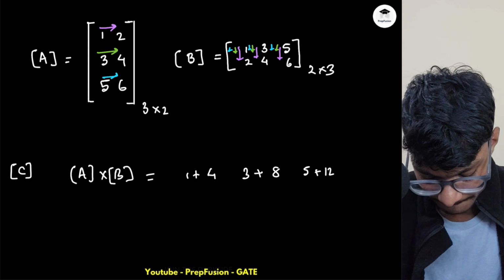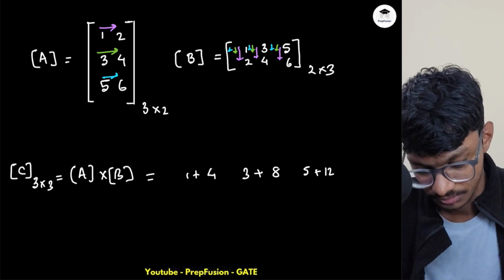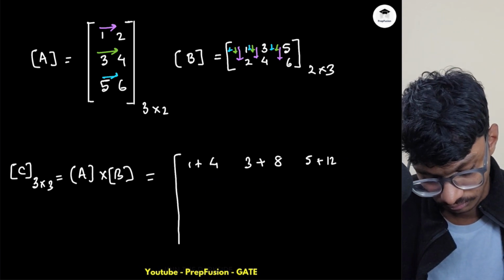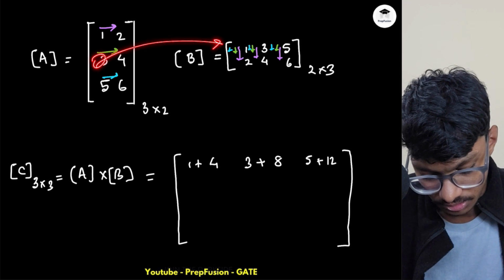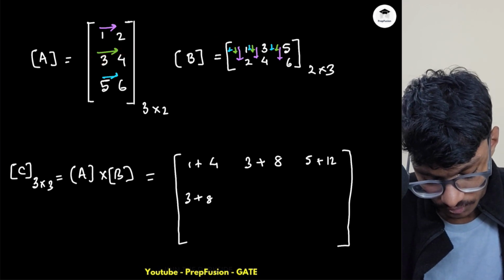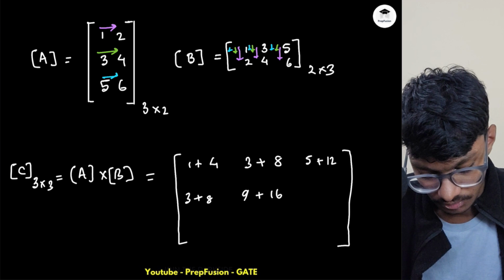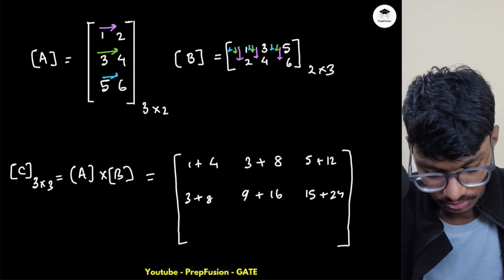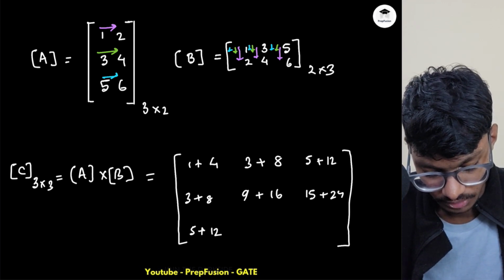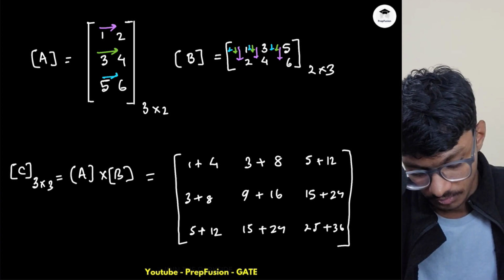So C will be 3 cross 3. So 1 plus 4, and then this is 3 cross 1, 3 plus 4 times 2, which is 8. Then this is 9 plus 16, then 15 plus 24. Then this is 5 plus 12. Then this is 15 plus 24, then this is 25 plus 36. Okay, so this becomes a 3 cross 3.